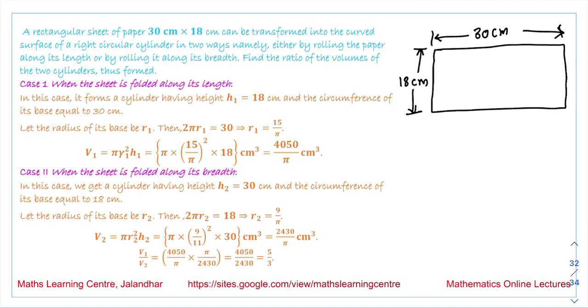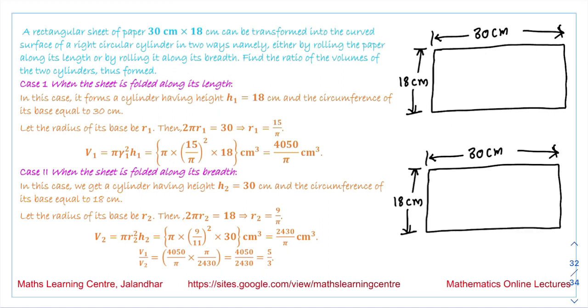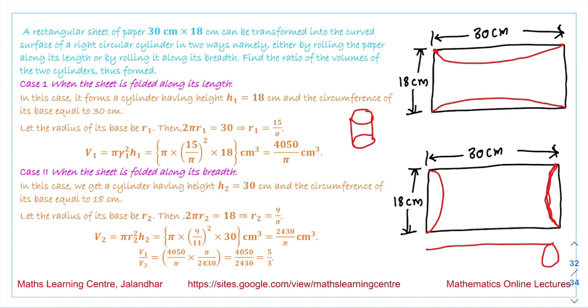One, we have rolled this sheet, joined this edge to this edge and this edge to this edge, and we have obtained a cylinder over here. And the second time, we have joined this edge with this edge and this second edge with this edge, and we have obtained a cylinder like this. So in the first case, the height of the cylinder is 18 centimeter and the circumference is 30 centimeter. In this case, the height is 30 centimeter and the circumference is 18 centimeter. So we have to find the ratio of the volumes of the two cylinders.